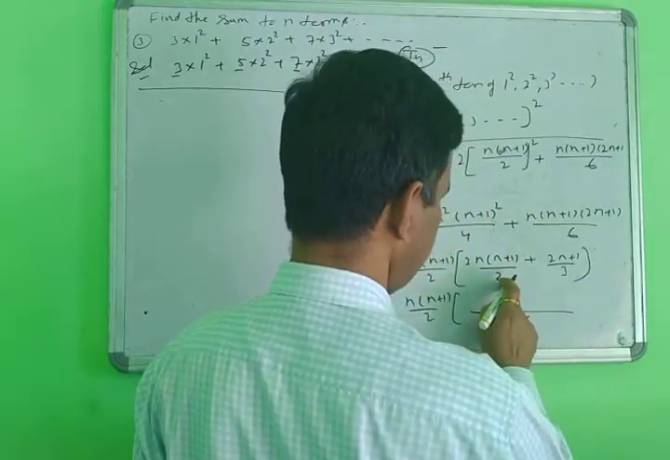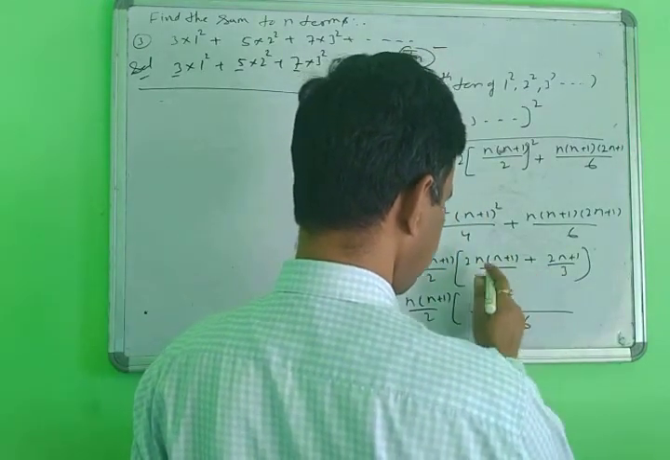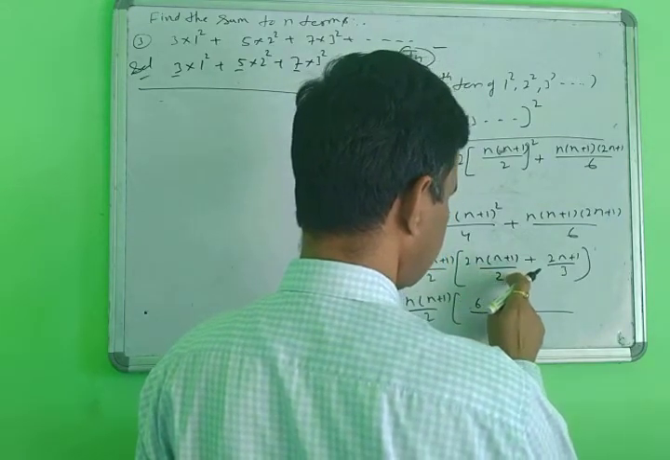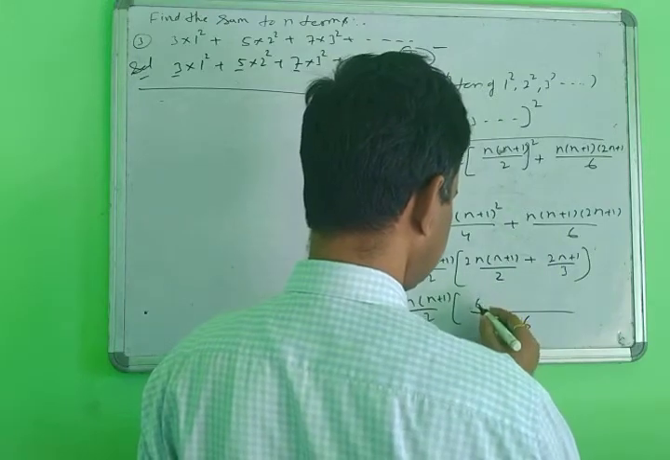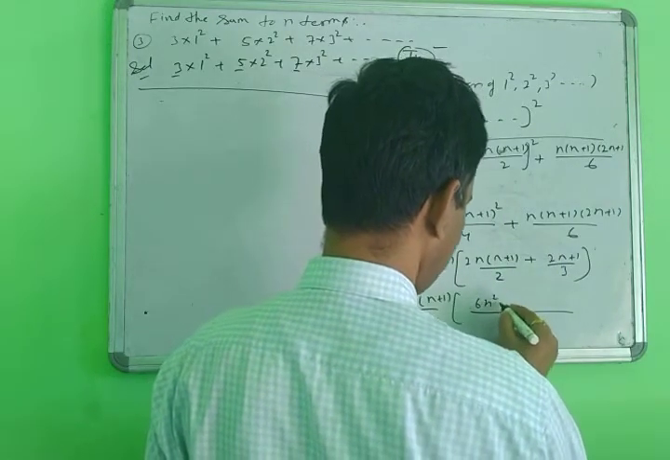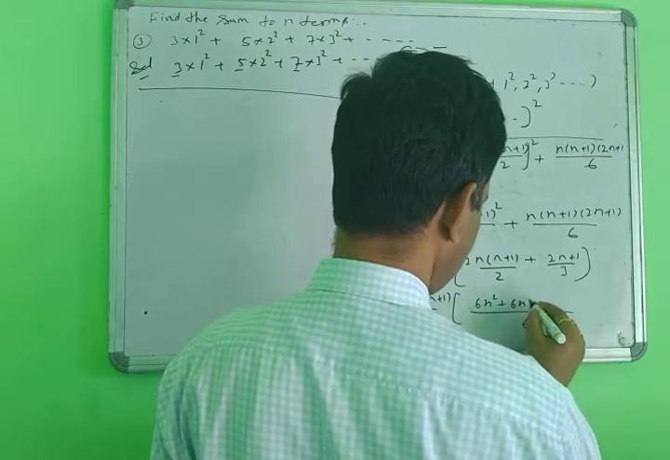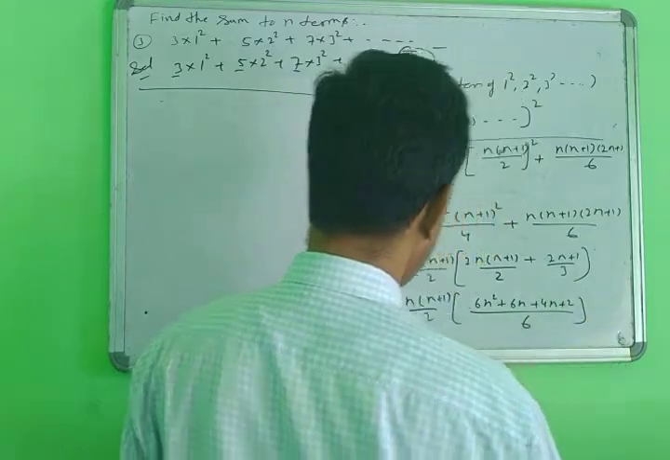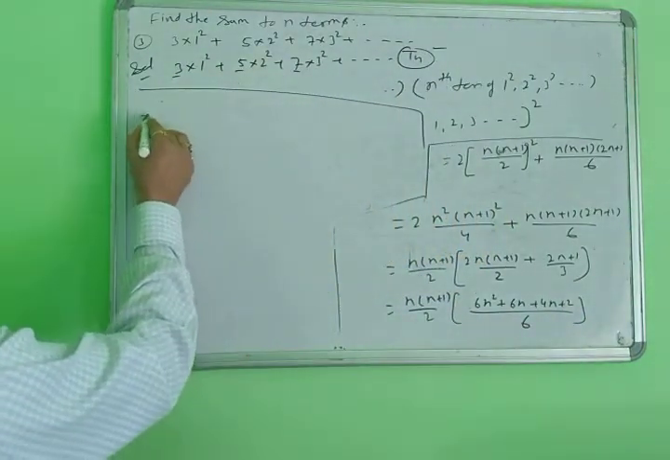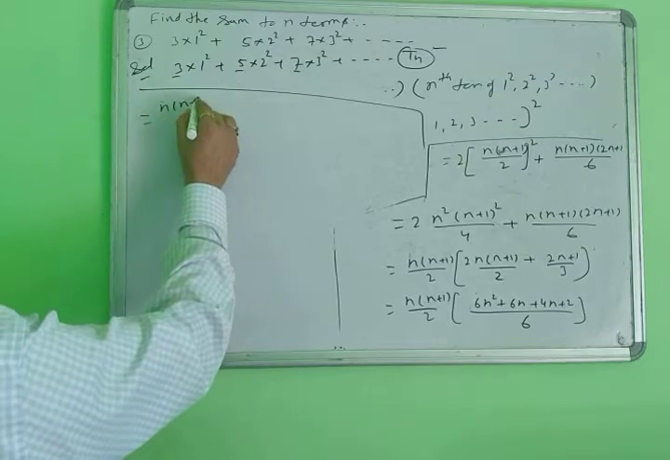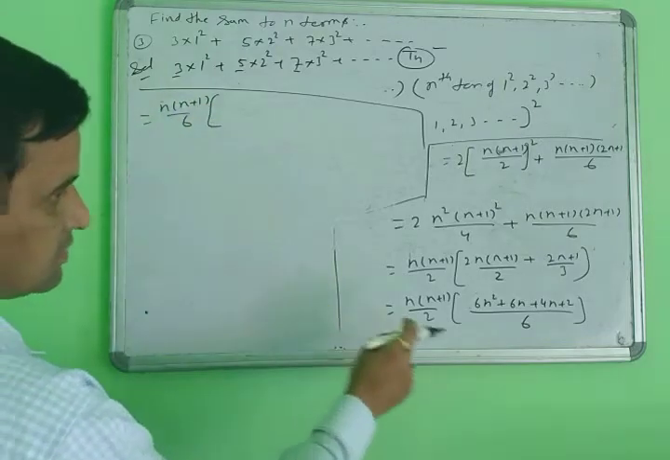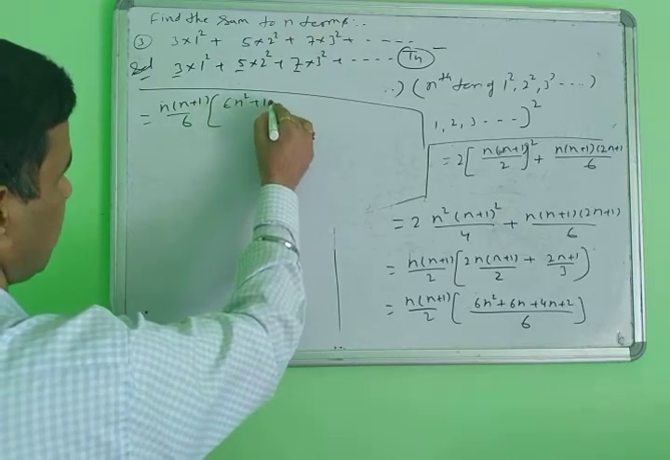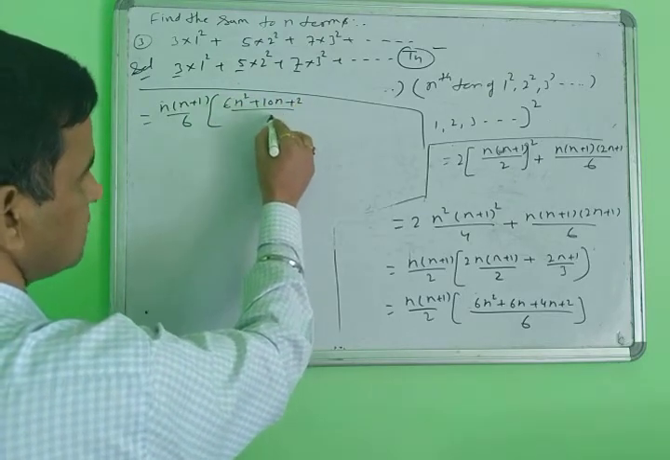So then you multiply here. 3 multiplied by 2 is 6. Here you multiply by 3 and here by 2. The 3 times 2 is 6n square plus 6n, or here multiplied by 2 gives 4n plus 2. Then you take common here n plus 1 upon 6. So 6n square plus 6n plus 4 plus 10n plus 2 upon 6.